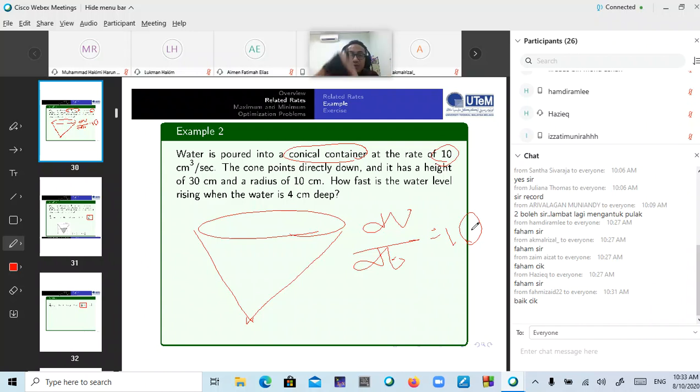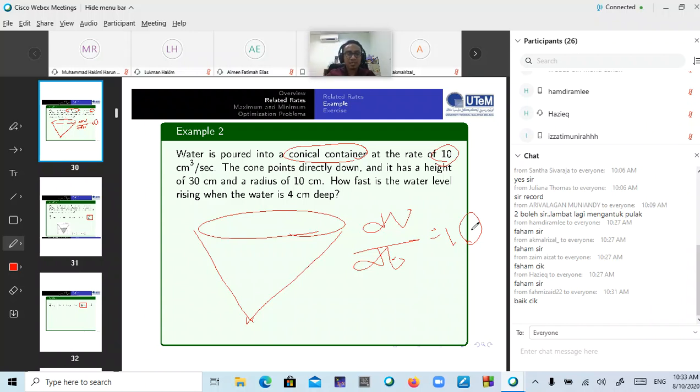Sebab awak masukkan water ke dalam container, automatically, dia punya volume tu akan bertambah. So, in this case, dV/dt equal to 10. Time pula kalau case water tu keluar daripada container, water tu keluar outside from the container, 10 tu akan jadi negatif, sebab volume dia makin berkurang. You faham? You need to understand whether it is positive or negative.